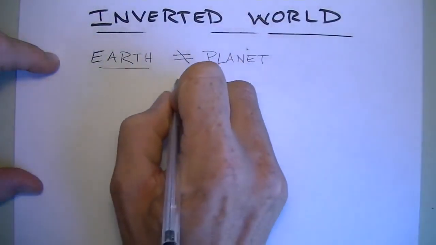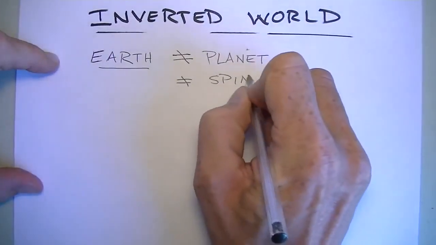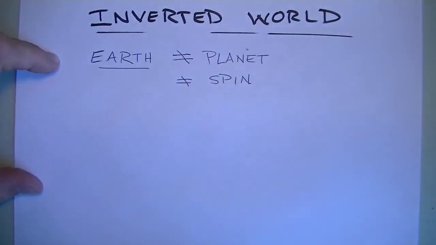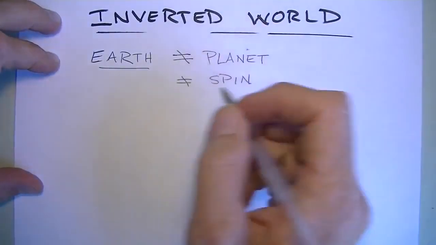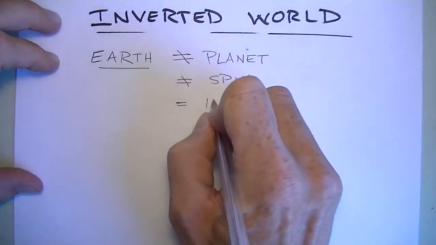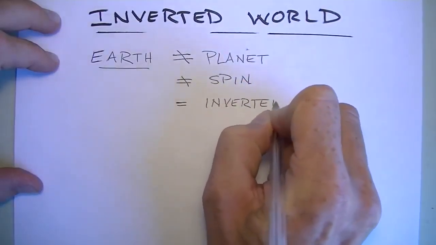Okay? Earth does not spin. There is no spin to the Earth. Regardless of what you've been told, it's a lie. It's not true. There is no spin to Earth. Earth is inverted. What does that mean, inverted?